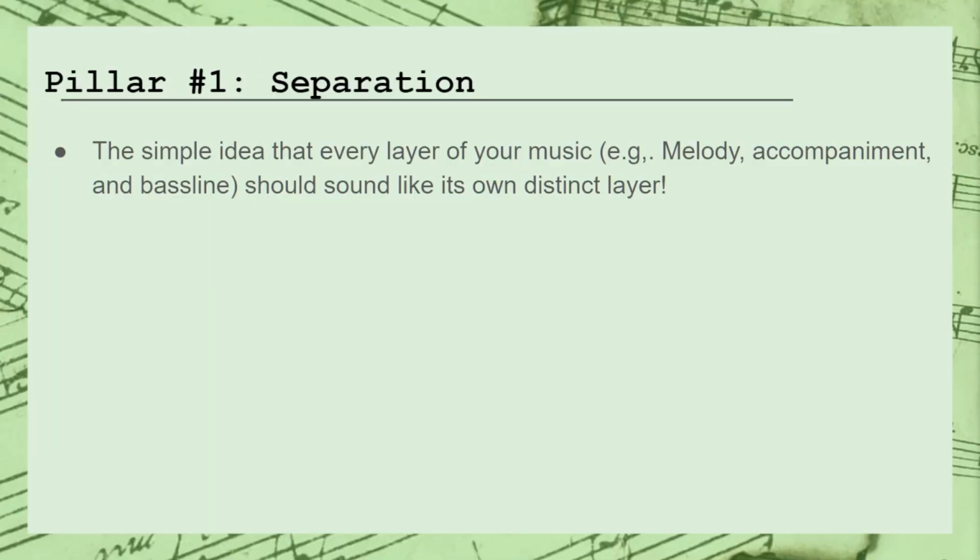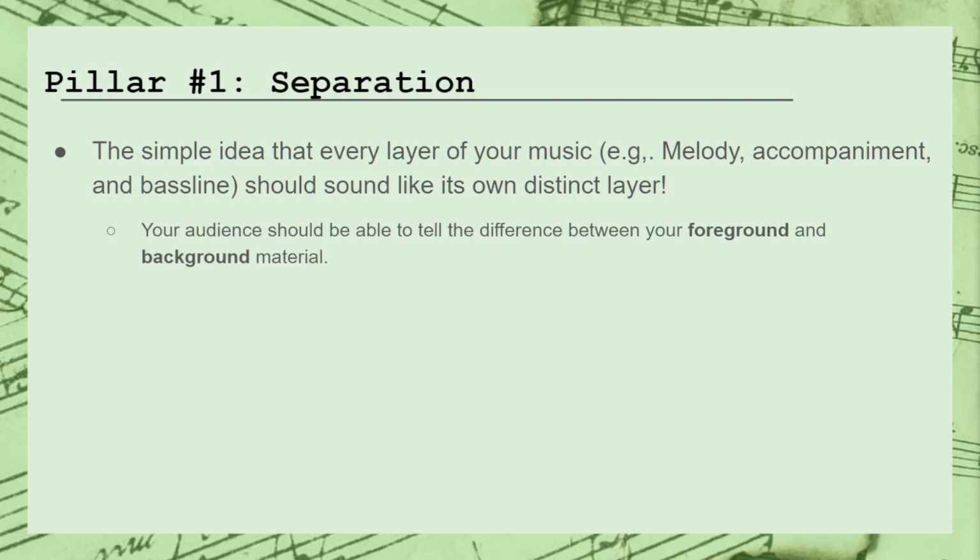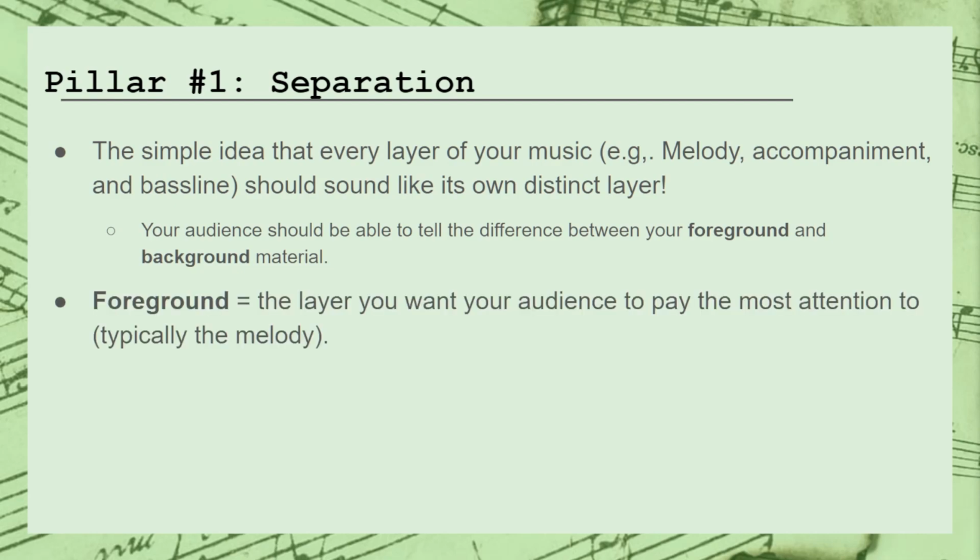The first and often most overlooked of these 3 pillars is separation. Now, separation is just the simple idea that every layer of your sketch should sound like its own distinct layer. In other words, your audience should be able to tell the difference between your foreground and your background material. The foreground material is just whatever part of your music you want your audience to pay the most attention to. This is typically the melody, but can honestly be any layer of your music that you want it to be. The material in your foreground can even shift over the course of your music if you'd like it to. In fact, this is actually encouraged.